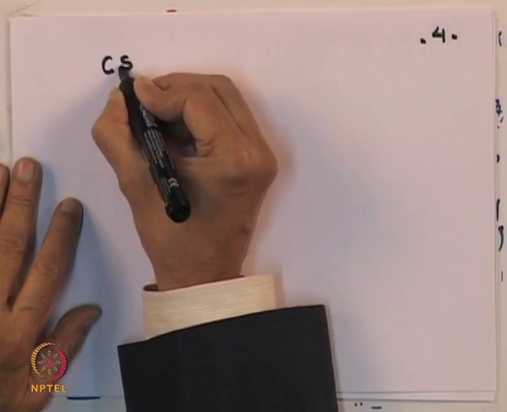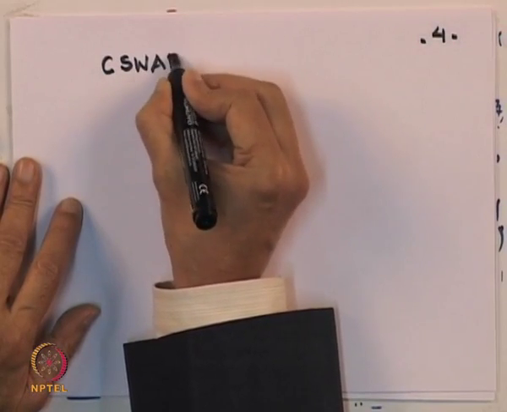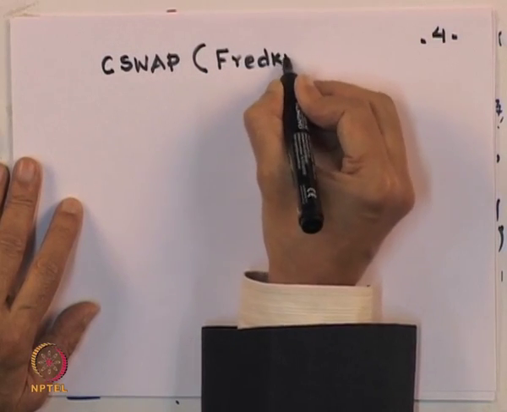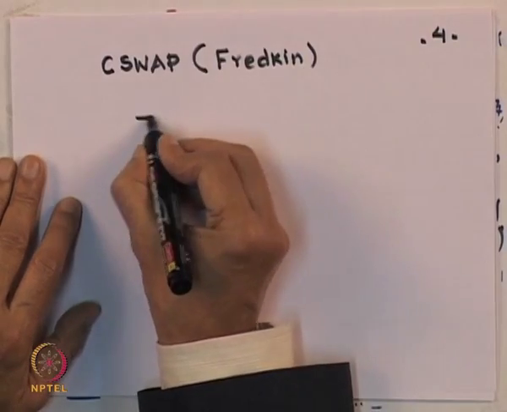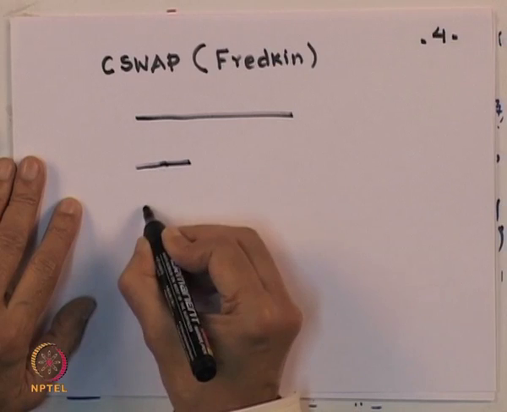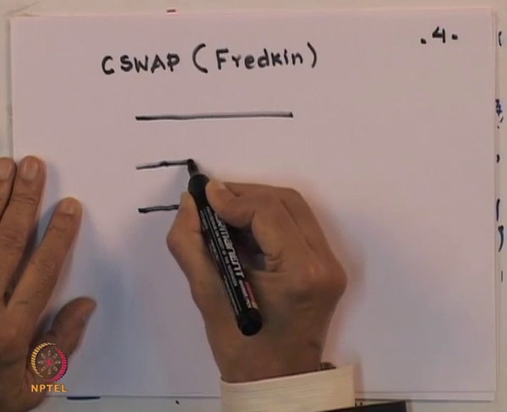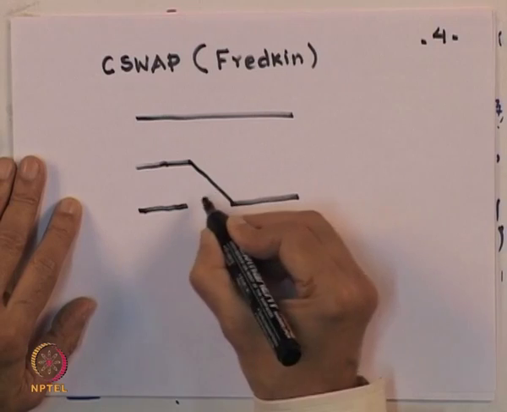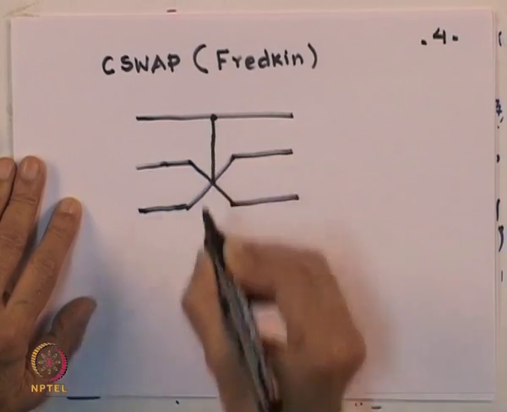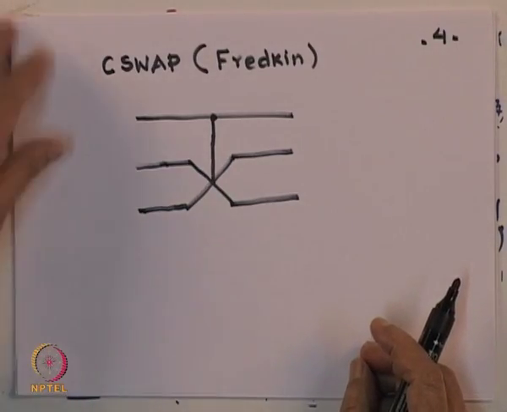And finally, we had talked about a controlled swap, C swap, which is also called a Fredkin gate. So basically, a Fredkin gate again has a control, but there are targets on which it will act, and so this will essentially swap the targets. So this is your control, it will swap the targets if the control bit happens to be equal to 1.